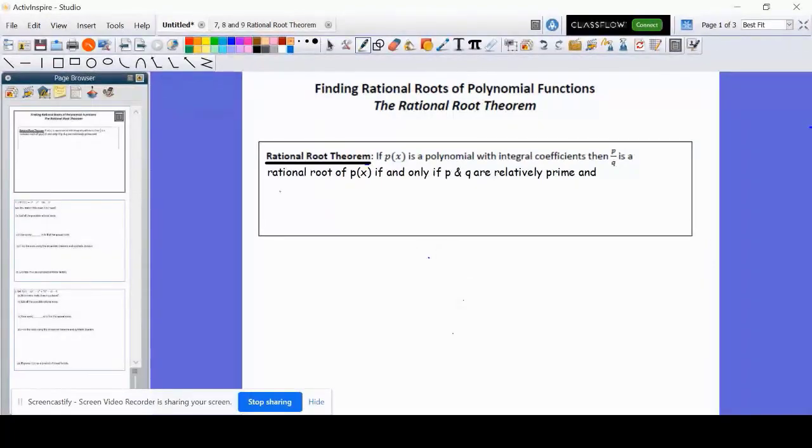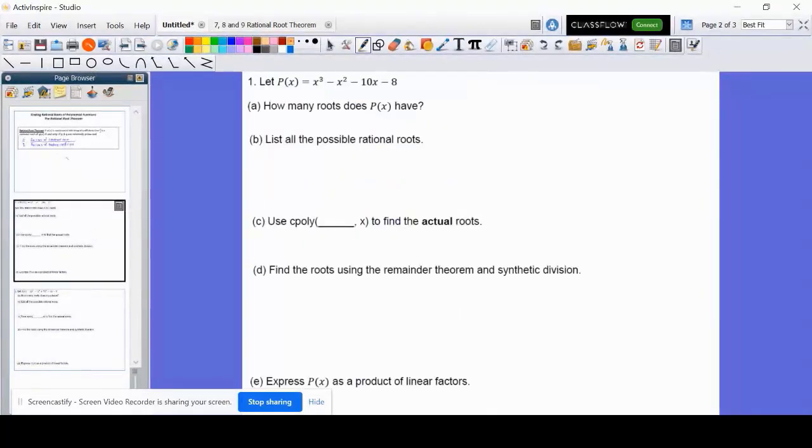And here's the key, P over Q equals factors of the constant term over factors of the leading coefficient, okay? So let's take a look at this. Here's an example. p of x equals x cubed minus x squared minus 10x minus 8. Now, the first thing I'm going to ask you is how many roots does this have? This is a third degree polynomial or cubic, which means it's going to have 3 roots.